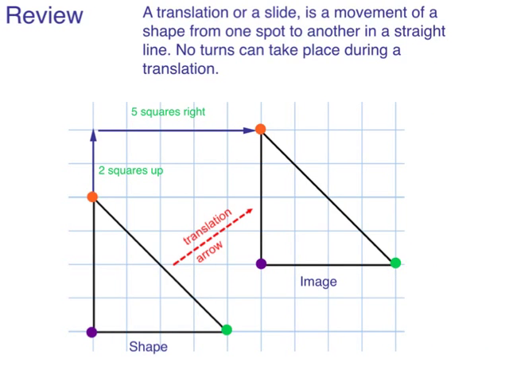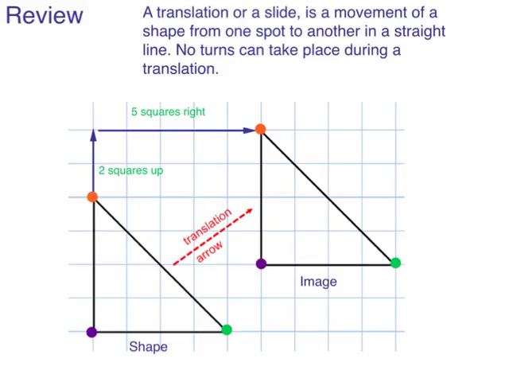So a translation, or a slide, is a movement of a shape from one spot to another in a straight line. No turns can take place during a translation. And by straight line we mean that the shape really just slid in a straight line like this. Even though when we do the translation we don't move on diagonal lines, we move along the lines of our graph paper. So this entire triangle slid 2 squares up and 5 squares right.